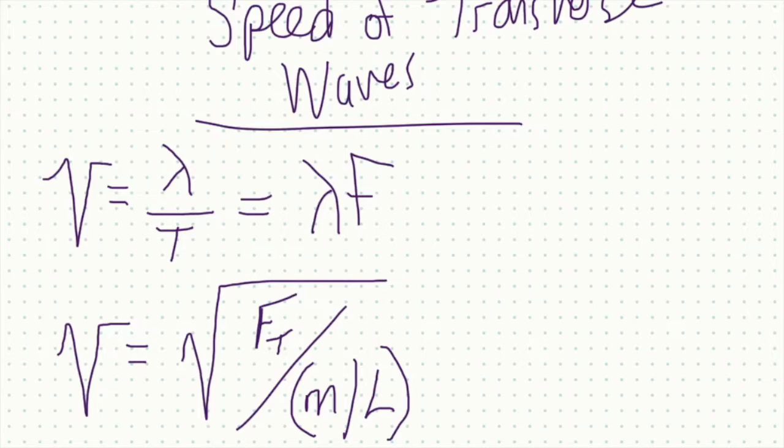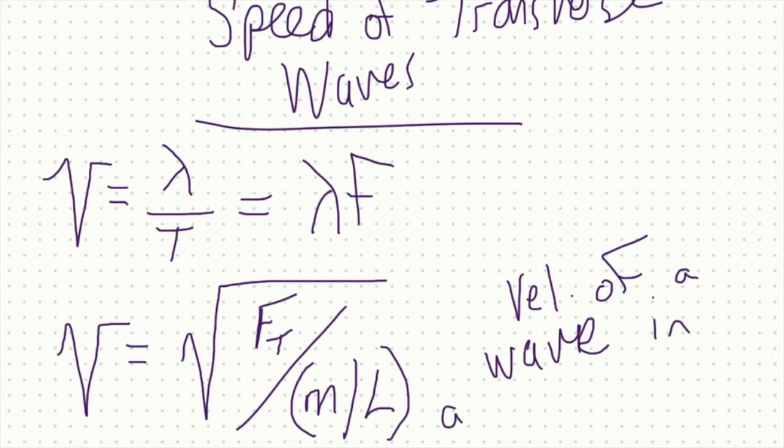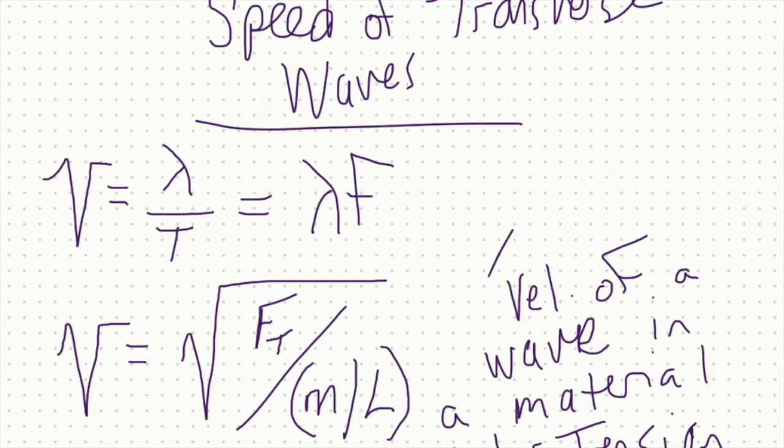So this lower formula is the speed or the velocity of a wave in a material under tension. This one applies to, as I just said, strings, cables, anything being pulled tight, slinkies, etc.